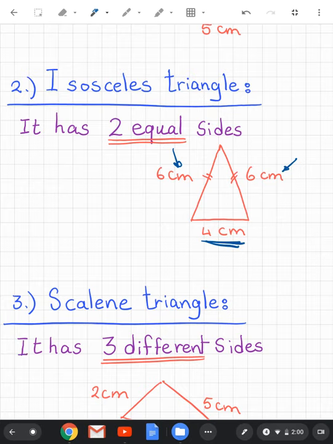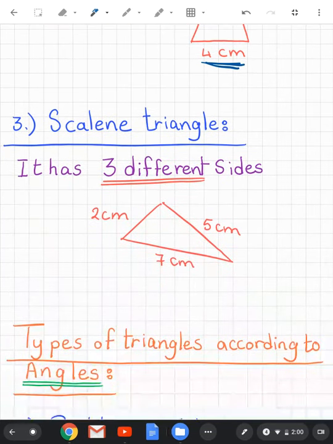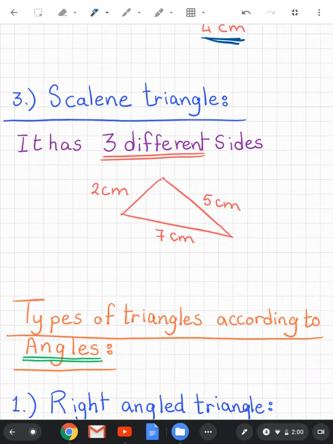The third type of triangles according to the sides is the scalene triangle. The scalene triangle, it has 3 different sides. The 3 sides, you see them here, are different in length. So this triangle we call it scalene triangle.